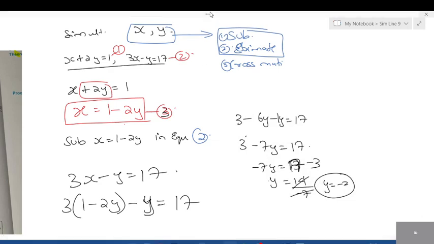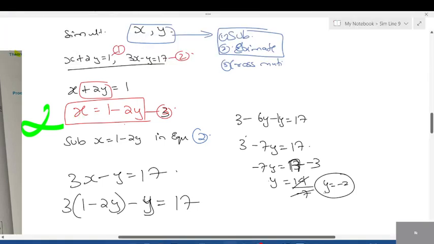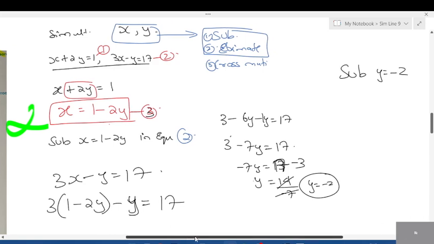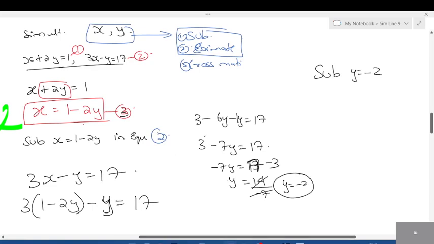See, this is not the x value, students. Remember, this is not the x value. This is just the y value. Once you get this y value, write another statement: substitute y is equal to minus 2 in the first equation or second equation. Anything is fine. I'll write it in equation 1.